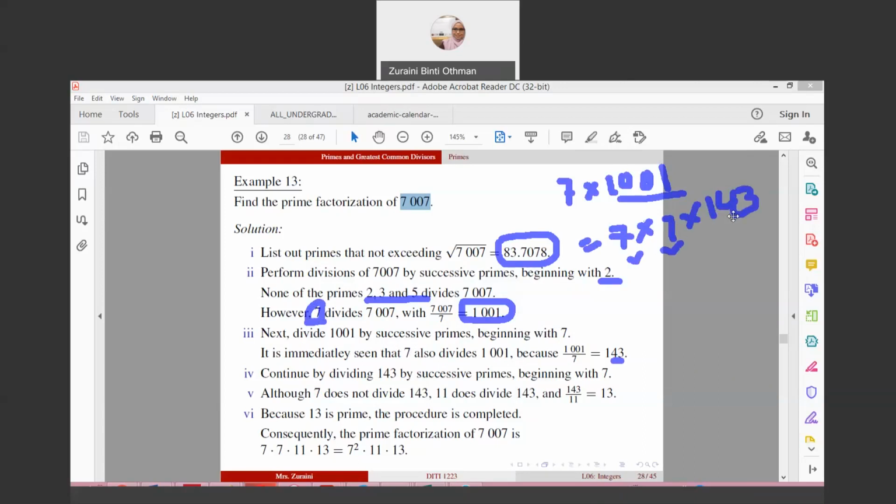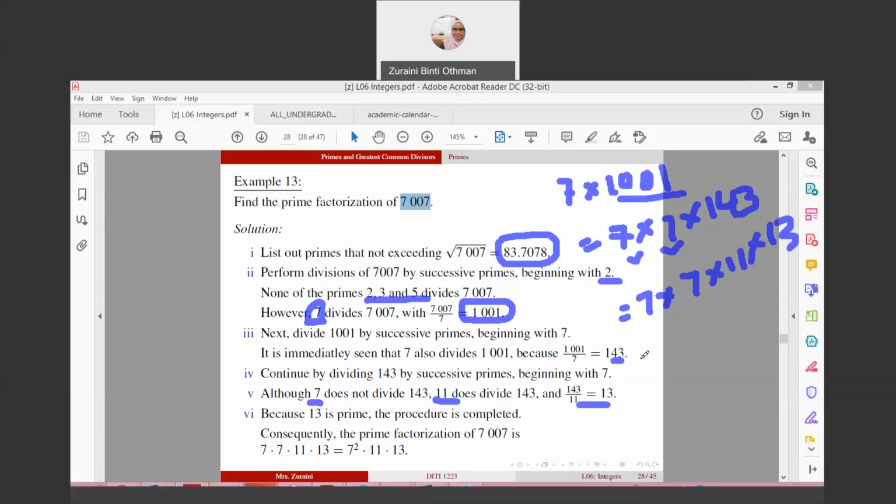So now 143 ni pula. 143 ni kita nak bahagi dengan 7 tak boleh bahagi. So kita leave 7 tu. So kita cuba buat 11 pula. Kat sini kita bahagi dengan 11. So kita dapat, bila kita bahagi dengan 11, kita dapat 13. Okay, sama juga dengan 7 kali 7 kali 11, bahagi dengan 11 kita dapat 13.